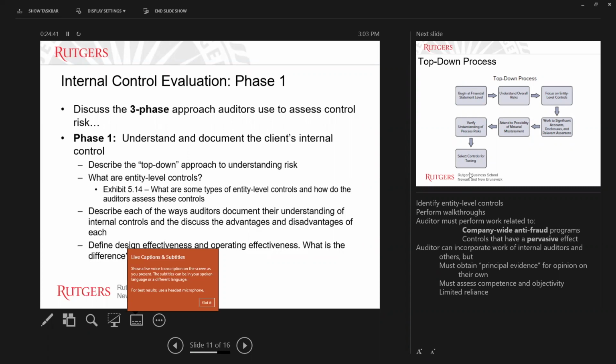What is the disadvantage of doing an internal control questionnaire? You don't really get a lot of evidence. So this is the most efficient way, but remember, we're not testing controls yet. The auditor is just trying to understand what they have, right? The limitation could be in the way that the questionnaire is written, because the auditor is the one that writes the questionnaire.